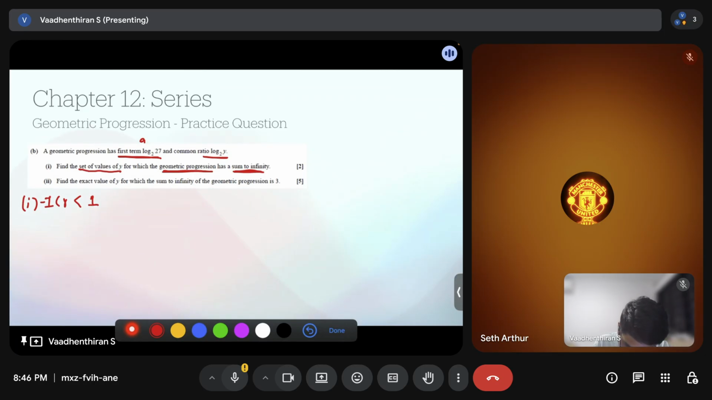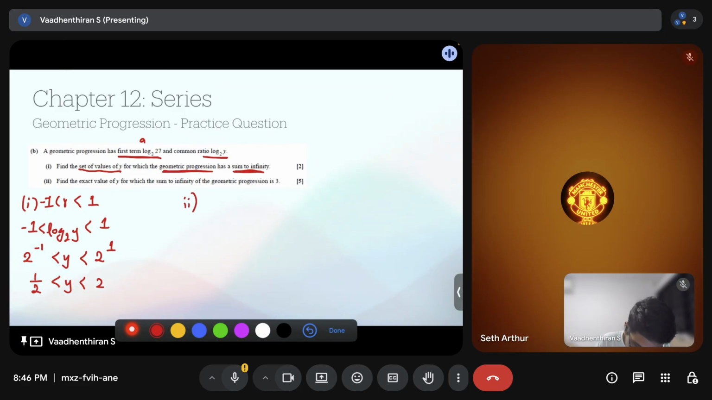The common ratio is already given, so log 2 y should be between 1 and -1. Then you can just bring in the 2 over here: 2 to the 1, and here 2 to the -1. So y would be between 2 and a half. Got it? So this is the set of values for y.